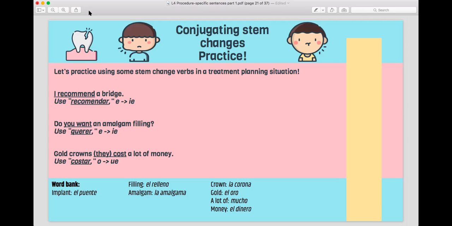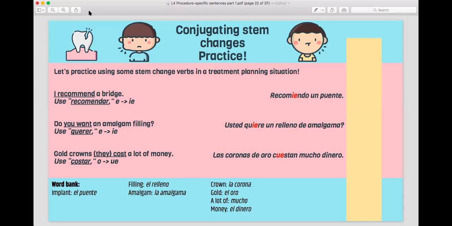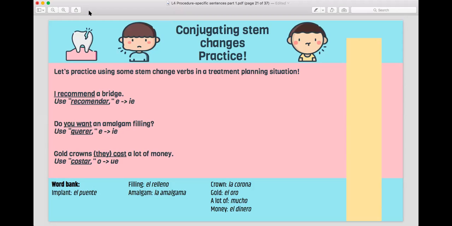Anyone want to give it a stab? Yo recomiendo. Yeah, yo recomiendo. So we've highlighted the stem change in red. So instead of yo recomiendo, it's yo recomiendo because you've taken your stem recomend with the END ending. You take the E and you change it to IE. Okay, someone want to try querer, which is an E to IE stem change, and that would be a usted present tense, I believe.